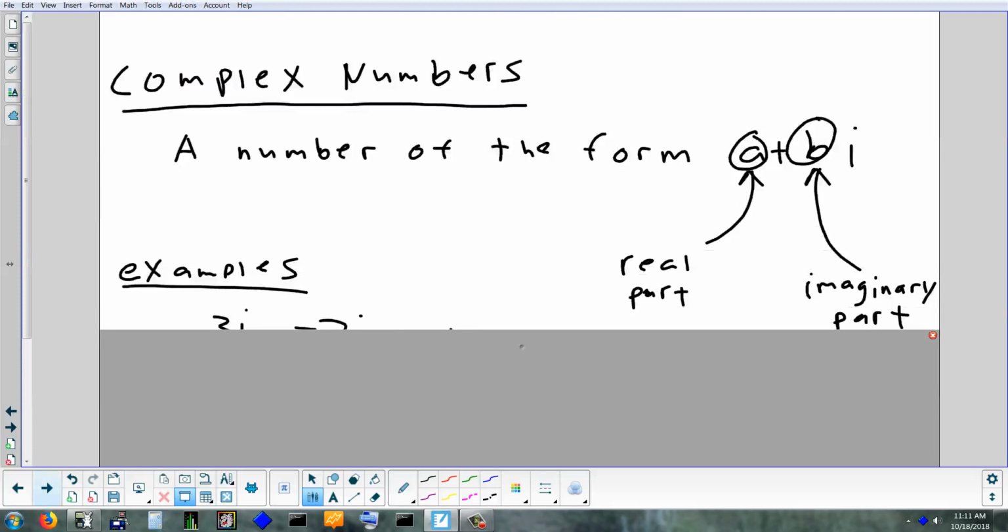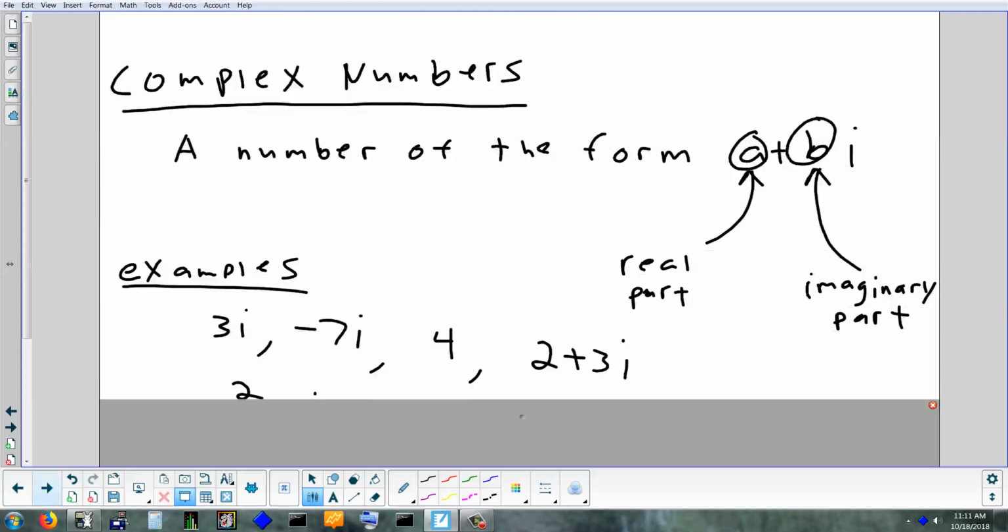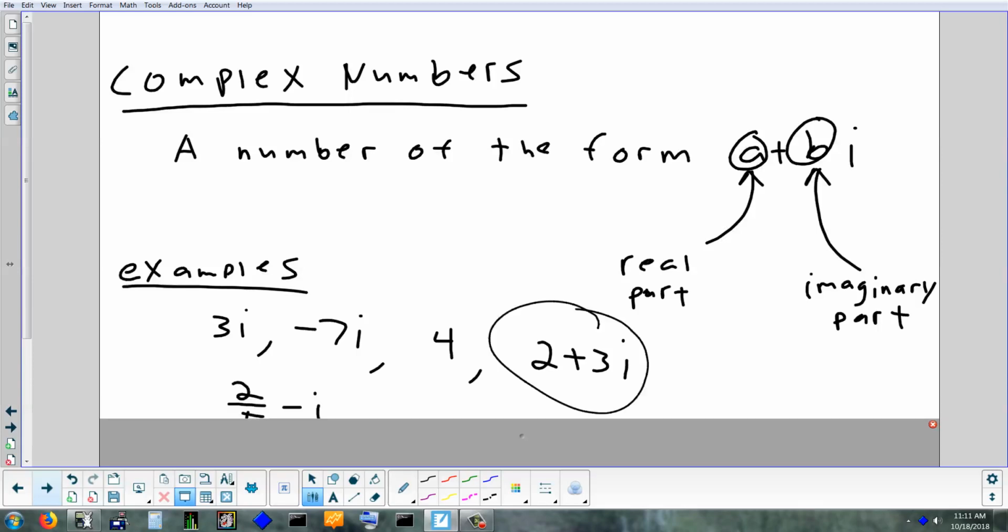So, when we write a complex number, if it has a real part and an imaginary part, we usually do it in this order. Real part, plus, or it could be minus, and then the imaginary part. a is the real part, b is the imaginary part. So here's an example right there of a complex number that has a real and an imaginary part. Real part's 2, imaginary part's 3.